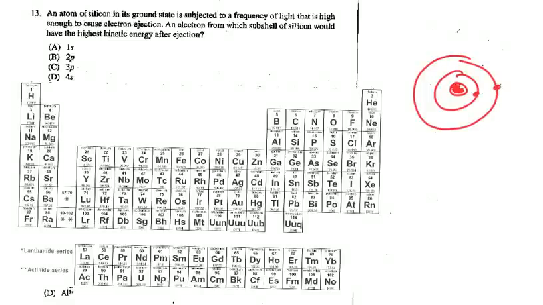Number 13, they have an atom of silicon in its ground state. It's subject to a frequency of light that's high enough to cause ejection. So it sounds like we're talking about photoelectron spectroscopy here. This is definitely a PES idea. An electron from which subshell would have the highest kinetic energy?